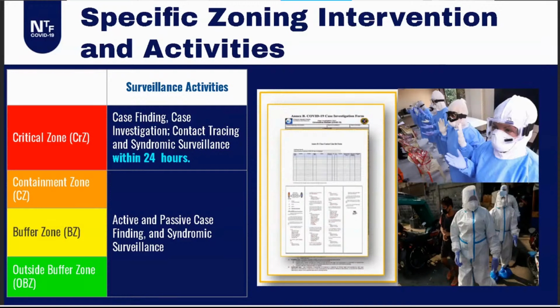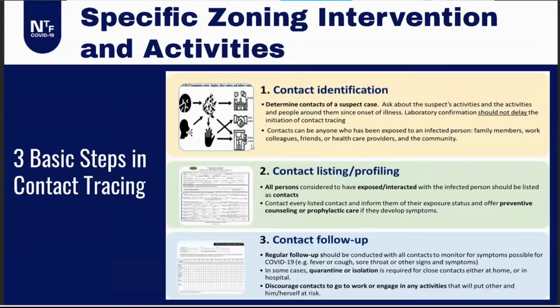Now, for the containment buffer and outside buffer zone, we do active case and passive case finding po. Kasi paminsan, yung close contact ng isang confirm na nasa loob ng critical zone, ang close contacts niya, posible nakatira sa containment buffer and outside buffer zones. So just a quick reminder lang, these are the 3 basic steps in contact tracing. Number 1, case identification. Number 2, contact listing, profiling. Number 3, contact follow-up.